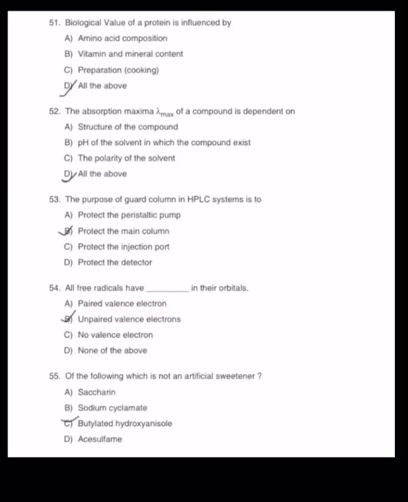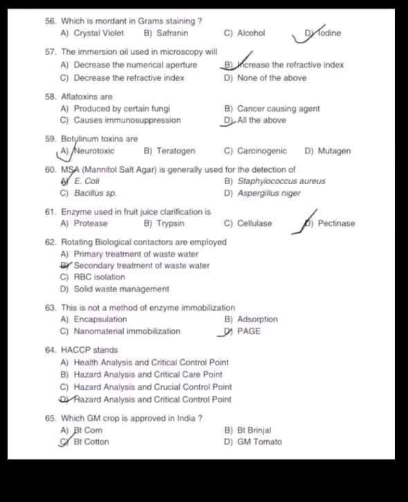53. The purpose of guard column in HPLC system is to protect the main column. All free radicals have dash in their orbitals, unpaired valence electrons. 55. Of the following, which is not an artificial sweetener? Option C, butylated hydroxyanisole. 56. Which is mordant in gram staining? Option D, iodine. The immersion oil used in microscopy will, option B, increase the refractive index.